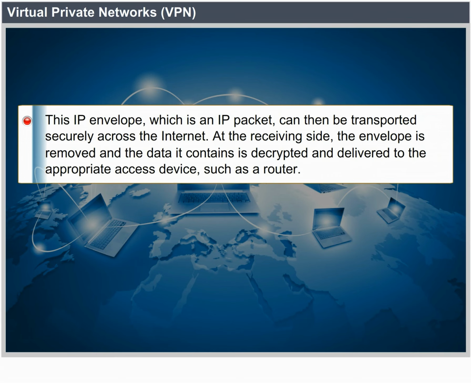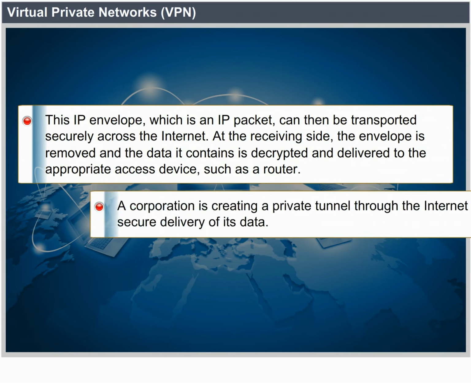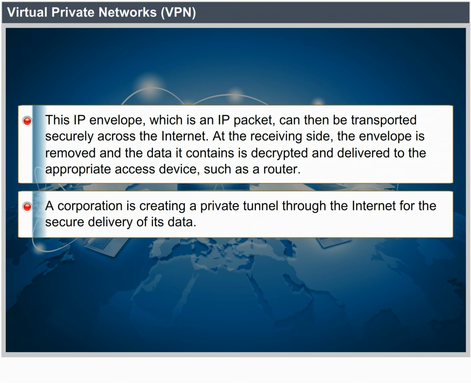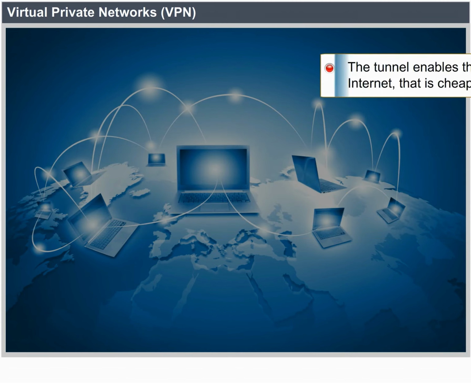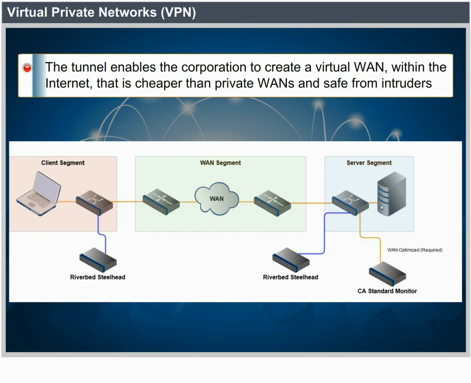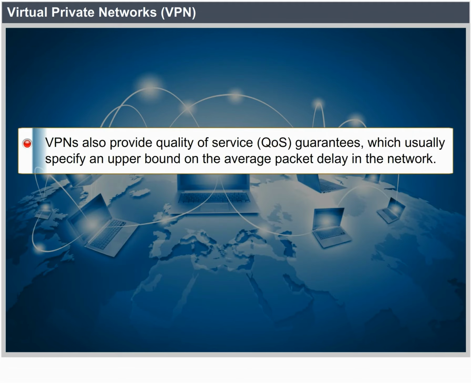Simply put, a corporation is creating a private tunnel through the Internet for the secure delivery of its data. The tunnel enables the corporation to create a virtual WAN within the Internet that is cheaper than private WANs and safe from intruders. VPNs also provide quality of service (QoS) guarantees, which usually specify an upper bound on the average packet delay in the network.